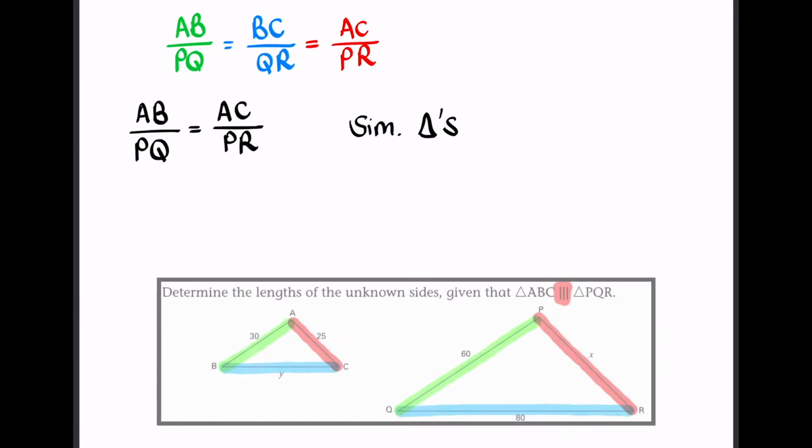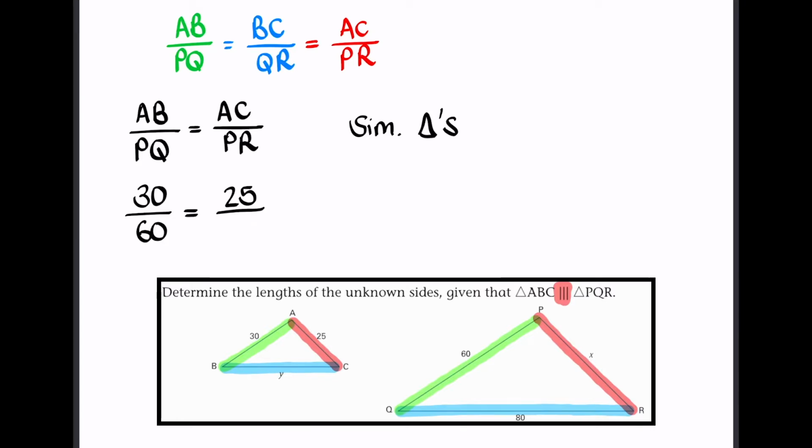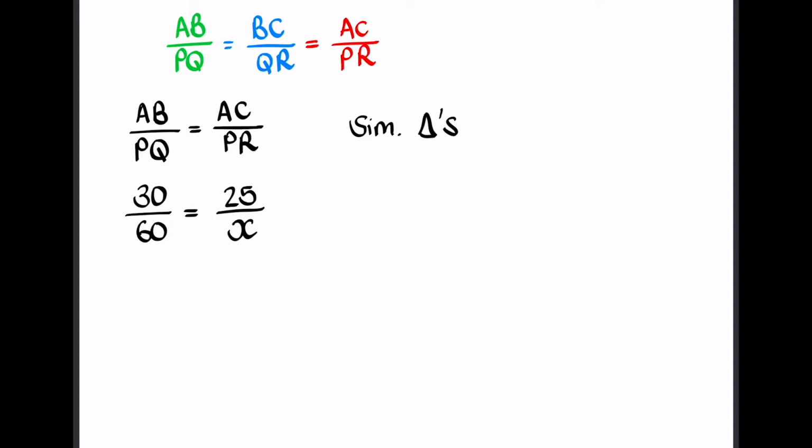now I can fill in my information. So AB's length is 30, and that is over PQ's length, which is 60, which is equal to AC's length, which is 25, over PR's length, which is X. Now that I have these two in proportion, what I can do is take the 60 from the bottom and multiply it with the 25 at the top. And I can take the X at the bottom of the right-hand fraction and multiply it with the 30 at the top of the second fraction.